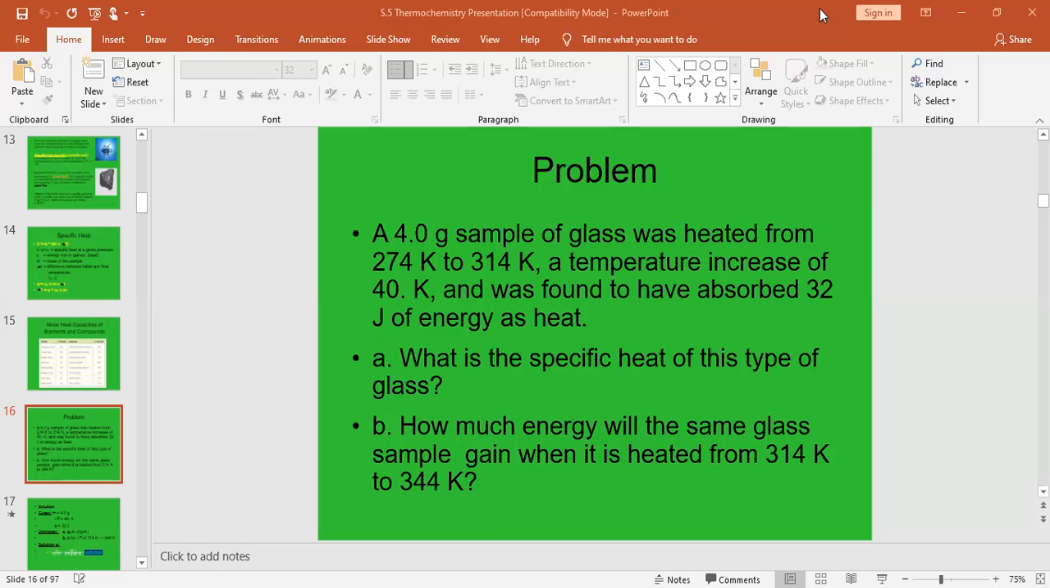For part A, the answer is 400 joules per kilogram per Kelvin. That is for part A.